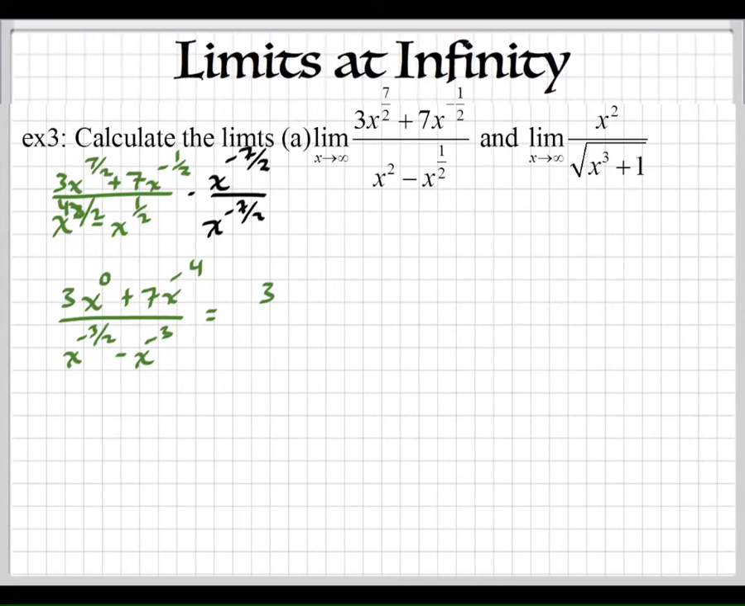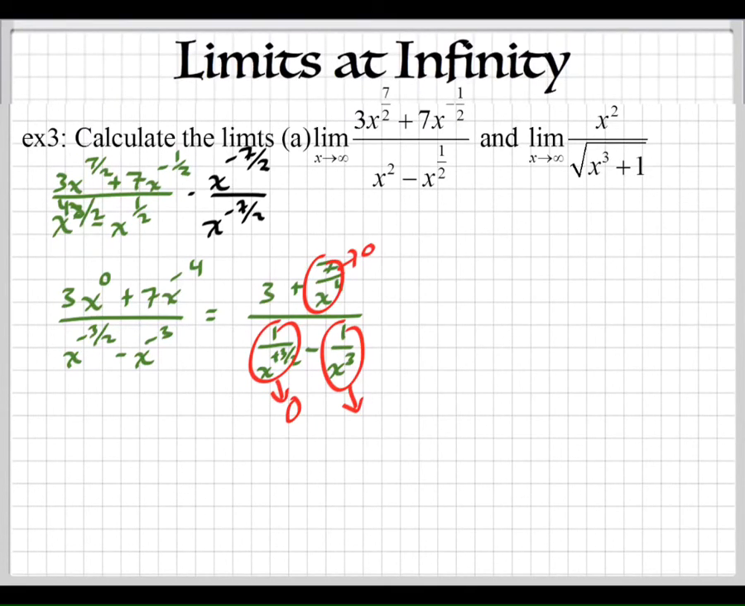If I write this out again, x to the 0 power is 1, so this doesn't really do anything. So we have a plus 7 over x to the positive 4, divided by 1 over x to the positive 3 over 2, and then minus 1 over x to the third. Okay, so if I take these variables to infinity, this goes to 0, this goes to 0, and this goes to 0, based on what we know about 1 over x, right? And so we're left with 3 divided by 0. Now, that's undefined. That doesn't tell us anything. So doing what we did right here doesn't work.